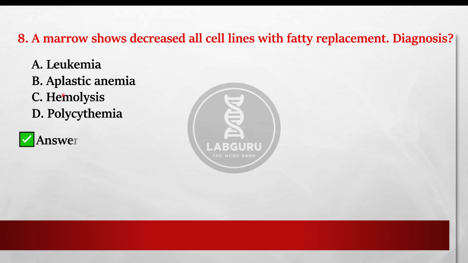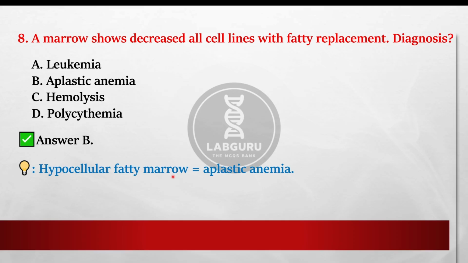So here the right answer is option B, that is aplastic anemia, because aplastic anemia is a condition in which the blood forming cells in the bone marrow are replaced by fat, causing the pancytopenia. Pancytopenia means decreased all cell lines. So the right answer is option B. Hypocellular fatty marrow equals aplastic anemia.